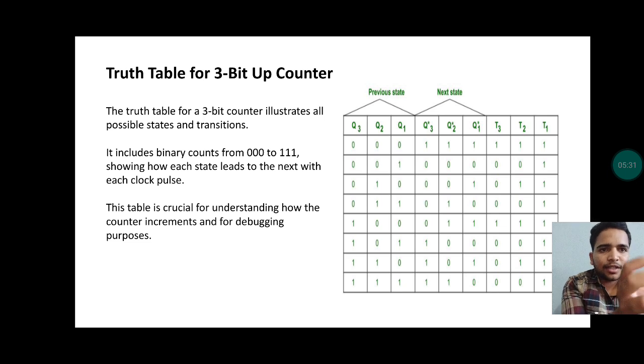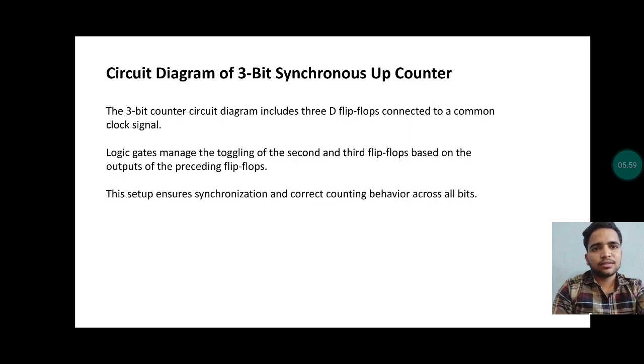In the previous state, Q1 is 0, Q2 is 0 and Q3 is also 0, and in the next state Q1 becomes 1 and Q2, Q3 are also 1. Here T3, T2, T1 are also 1. It changes from the previous state to the next state.